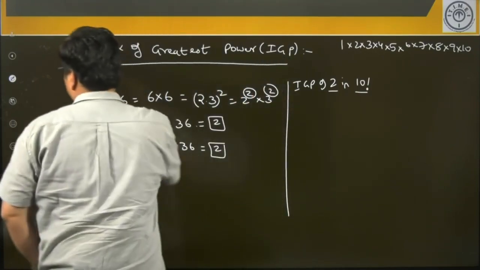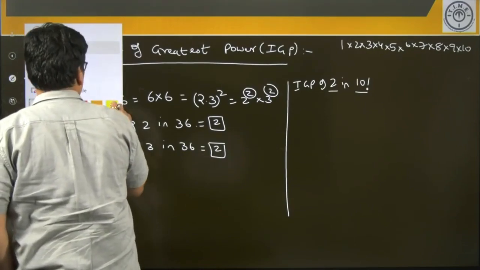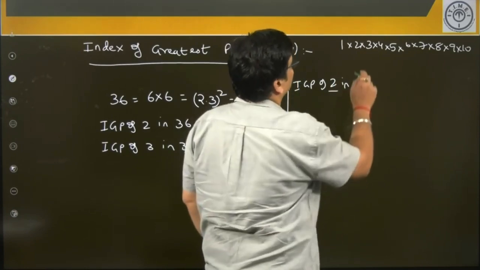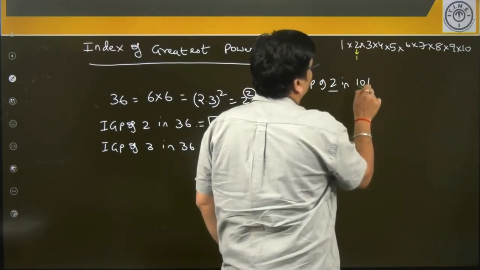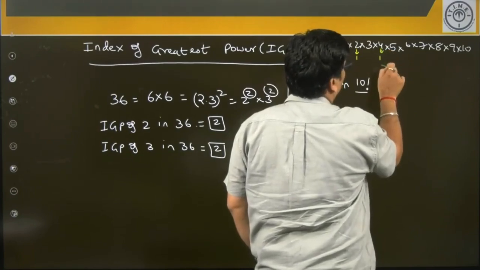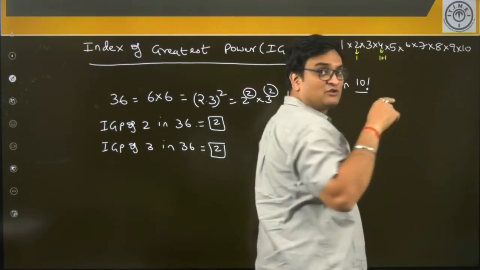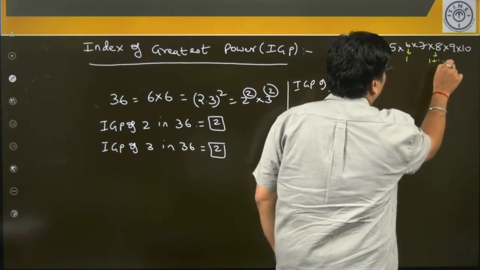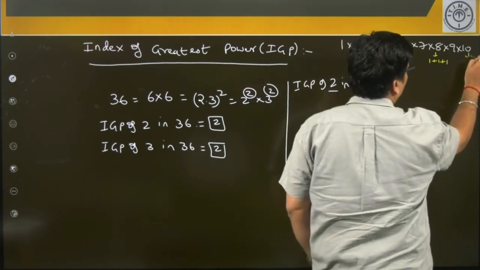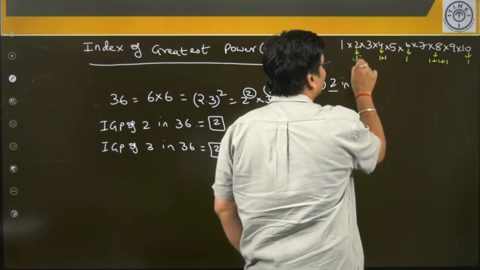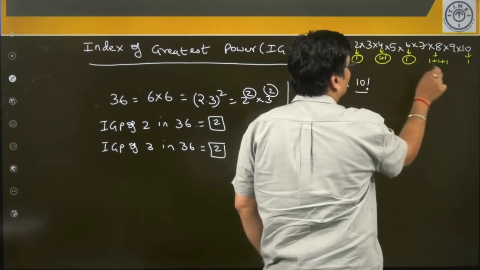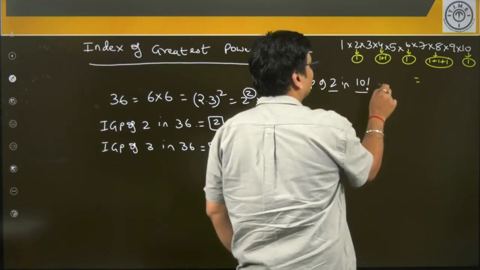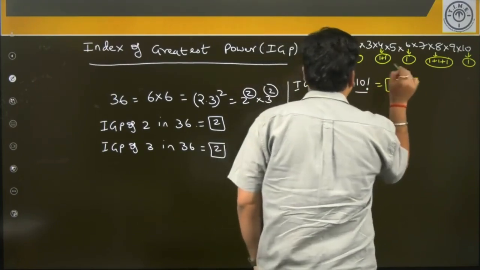Let us count the number of 2's here manually. I see there is one 2 here, one 2 here, there are actually 2 here, because 4 is 2 square, there is one 2 here, there are 3 2's here, 2 cube, because 8 is 2 cube, and there is one 2 here. So overall how many 2's are there? It is 1, 2, 3, 4, and 3 more, 7, and 8. Thus we can say IGP of 2 in 10 factorial is going to be 8.